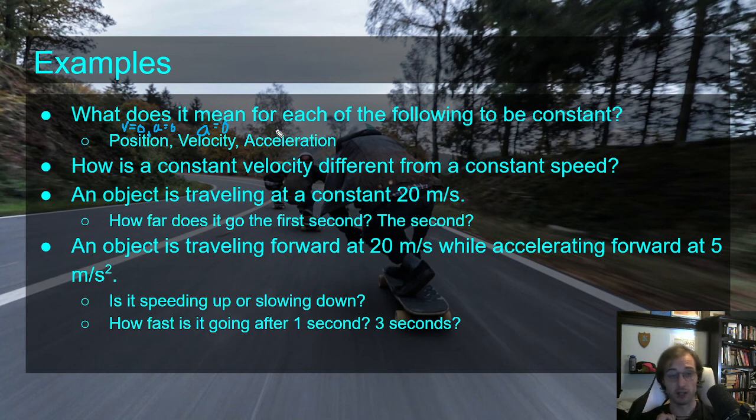If an object is traveling at a constant 20 meters per second, in the first second it'll go 20 meters. In the second second, it'll also go 20 meters. But if it's traveling forward at 20 meters per second while accelerating forward at 5 meters per second as well, because those two match, it'll progressively go faster over time. And so in the first second, you'll add 5 to that, so it'll go from 20 to 25. After 3 seconds, you'll have added 15 to that, so it'll go from 20 to 35. And this is accidentally discovering one of the kinematic equations that we'll be spending a lot of time with later.